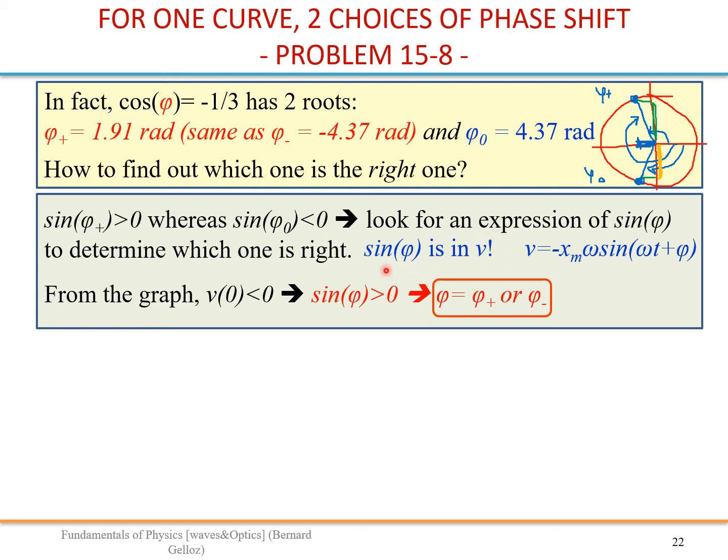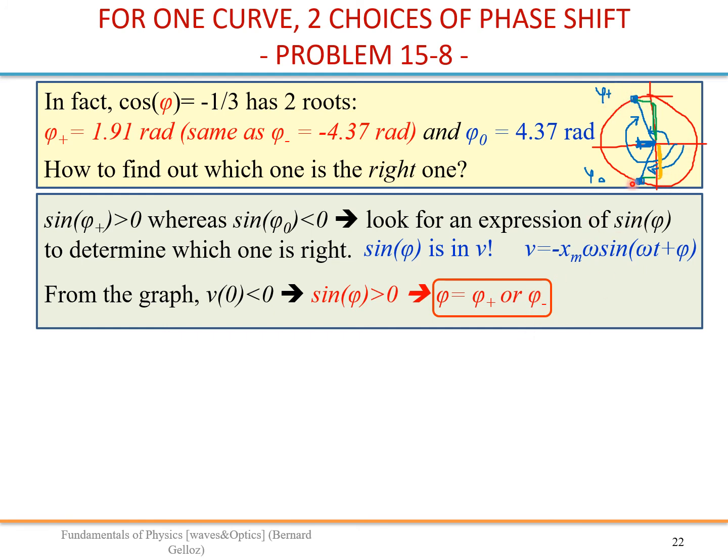And we know that sine appears in the speed. When you take the derivative of x, you get the velocity, this expression, and you have a sine. So you just have to look at the sign of the sine at t equals 0. From the graph, you can check that the velocity, so the speed, at 0 is negative. Because there is already a minus here, this means that sine of phi is positive. Sine phi positive is the green one, this one, therefore the solution is phi plus.